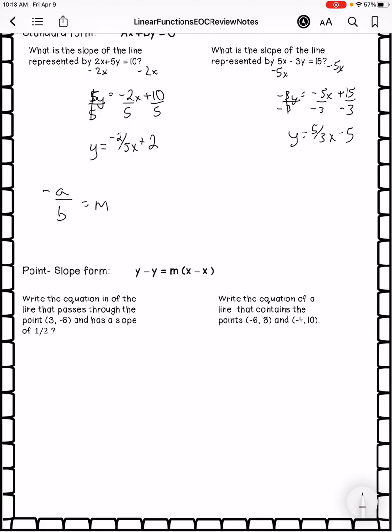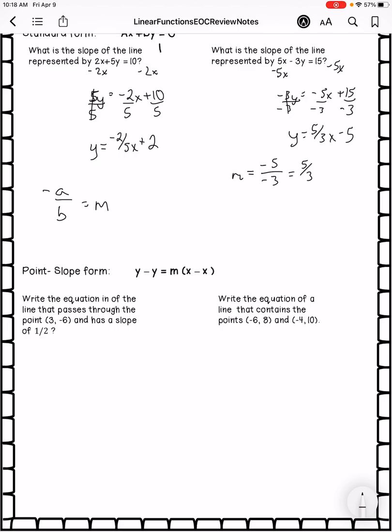Or again, we could have done the opposite of a. Well, a was 5, so the opposite of 5 is -5, divided by b, which in this case is -3. And -5 divided by -3 is 5/3. So we can find slope either one of those ways, whichever one is easiest for you to do. If I'm going to graph it, I definitely want to change the whole equation to slope-intercept. If I'm just looking for the slope, it might be easier to do the opposite of a divided by b.